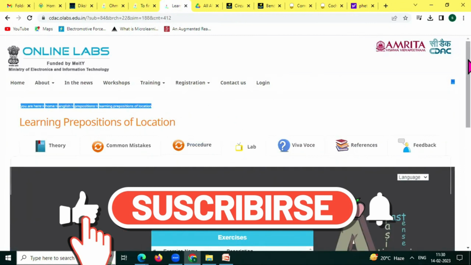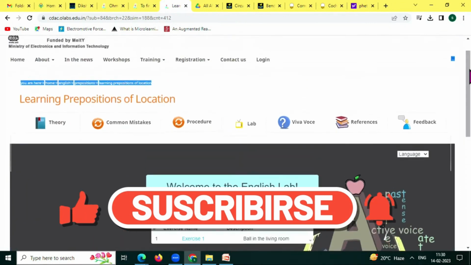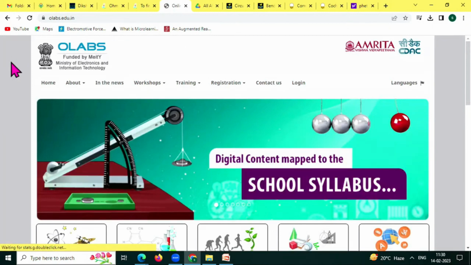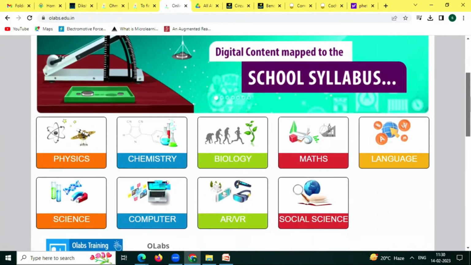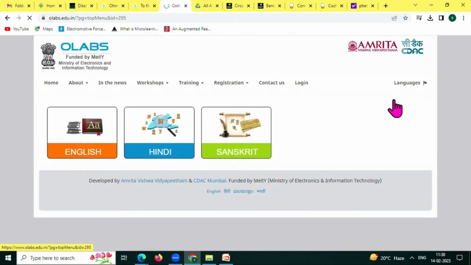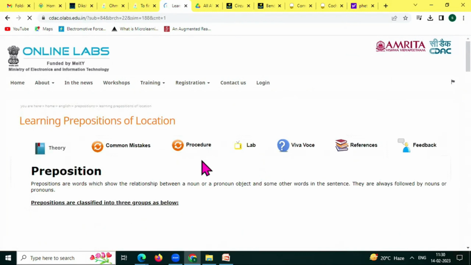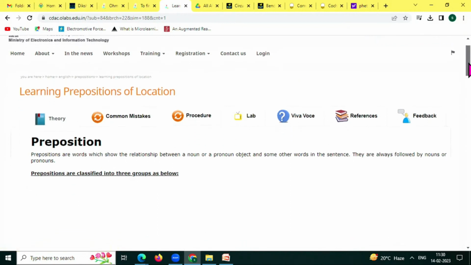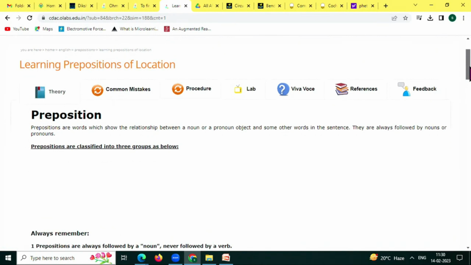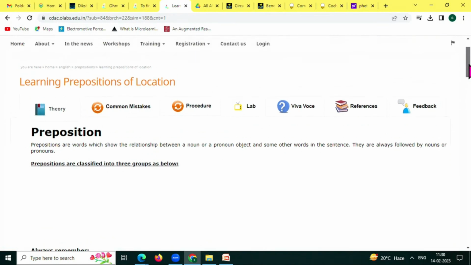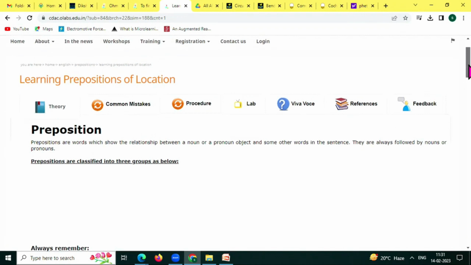So let us see one example of the English language. I am going to OLab and clicking at language and going for English, and let us see how we can learn prepositions. The site is made very pedagogically sound, because for learning and teaching, we explore the existing ideas of the students, what are the common misunderstandings and common mistakes they make. So, we can start from here.